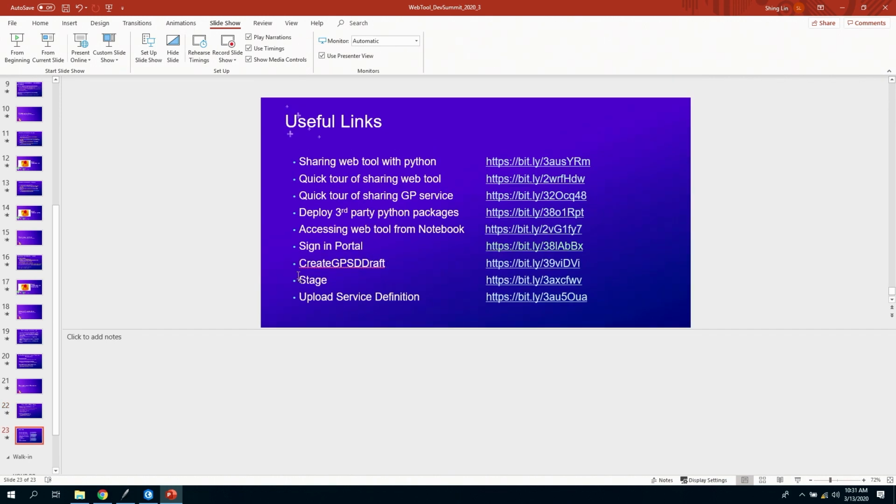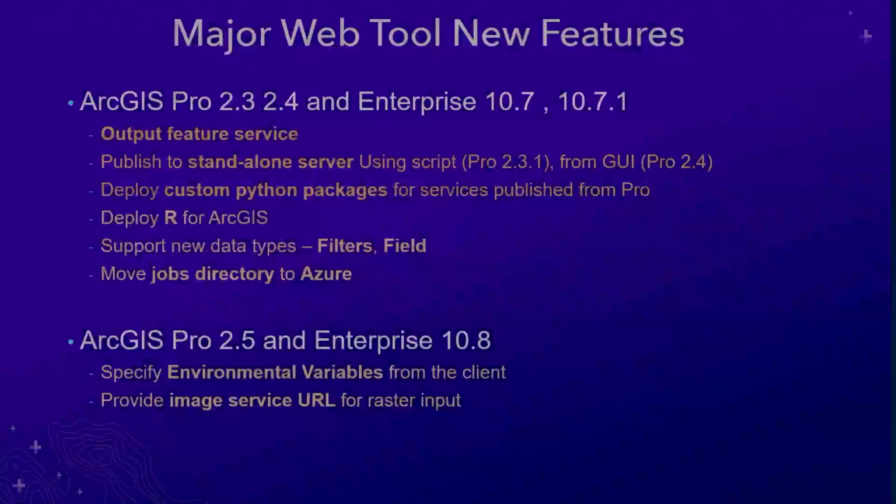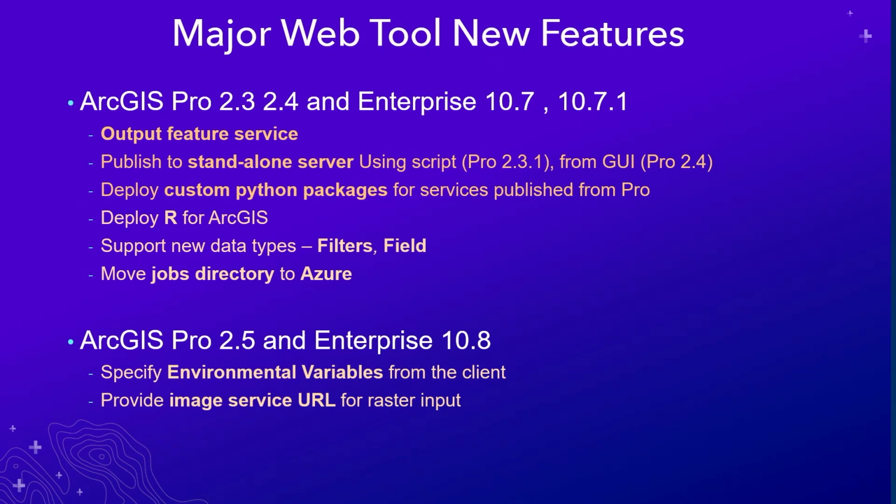For Pro 2.5 and Enterprise 10.8, you can specify environment variables from the client. So when you run the web tool, it doesn't have to use the default environment variables on the server. You can customize those variables from the client side. We also provide the image service URL for raster input.